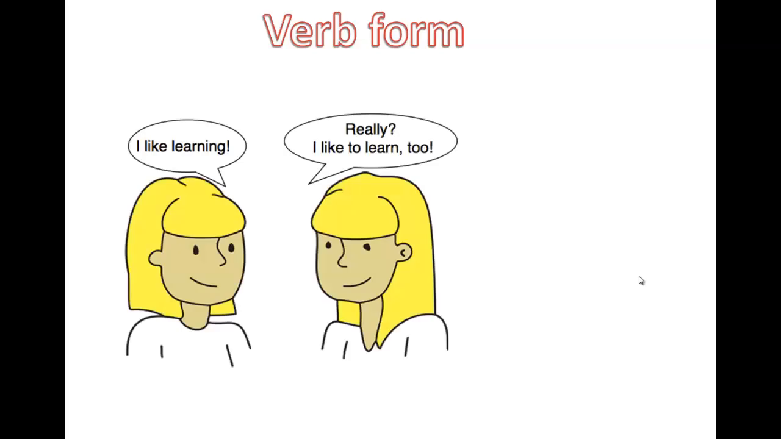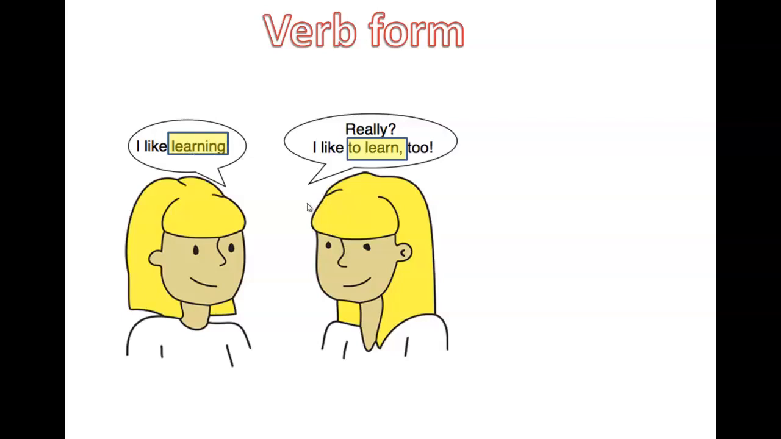So how's this different from verb form? Verb form means the different parts that we put together to make a correctly formed verb. Okay? So it's not about the time, how the verb affects the time, but how the parts work together. So here's an example. I like learning. Really? I like to learn too. Verb form refers to how we know if we say learning or to learn, okay?